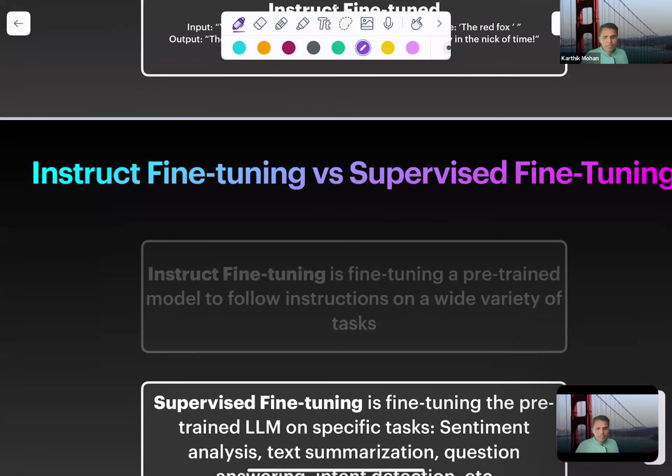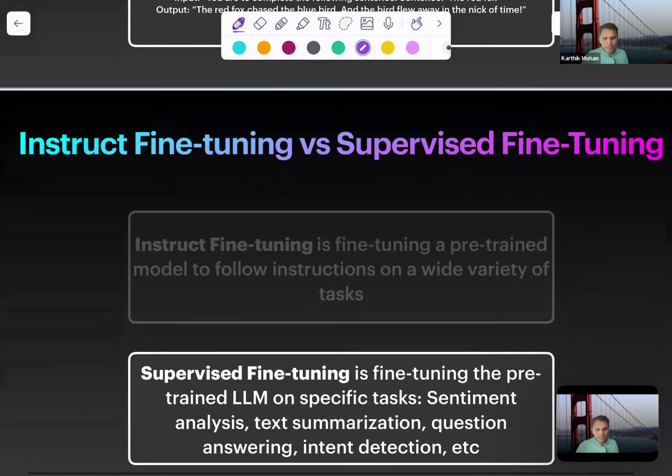So let's look at the difference between instruction fine-tuning and supervised fine-tuning. We looked at the difference between pre-training and instruction fine-tuning. Let's look at the difference here. In supervised fine-tuning, you fine-tune the pre-trained large language model on specific tasks like sentiment analysis, text summarization, question answering, intent detection, right? We've looked at sentiment analysis in this course. We're also going to look at intent detection. We didn't get to look at text summarization. We probably looked at question answering. We looked at some of those with your chatbot, not in the context of fine-tuning, but definitely in the context of building and designing a chatbot.